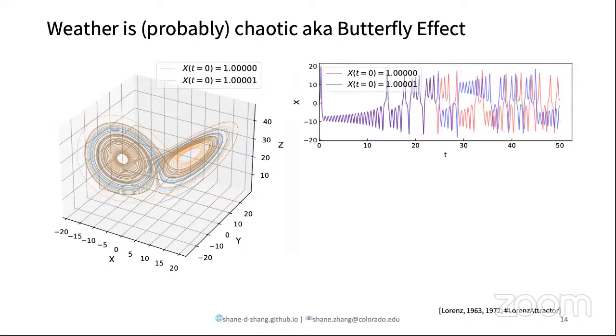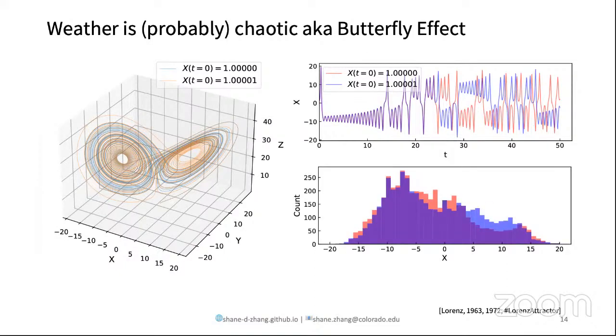We can plot the positions in the x direction with time. Before time about 25, the positions of the two particles almost overlap each other. However, after time about 25, their trajectories diverge. So it's indeed hard to predict weather, since weather is sensitive to the initial conditions.